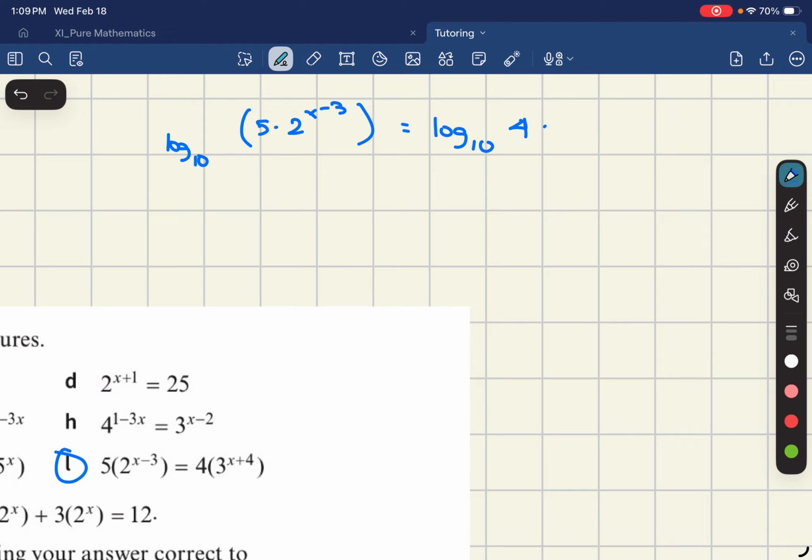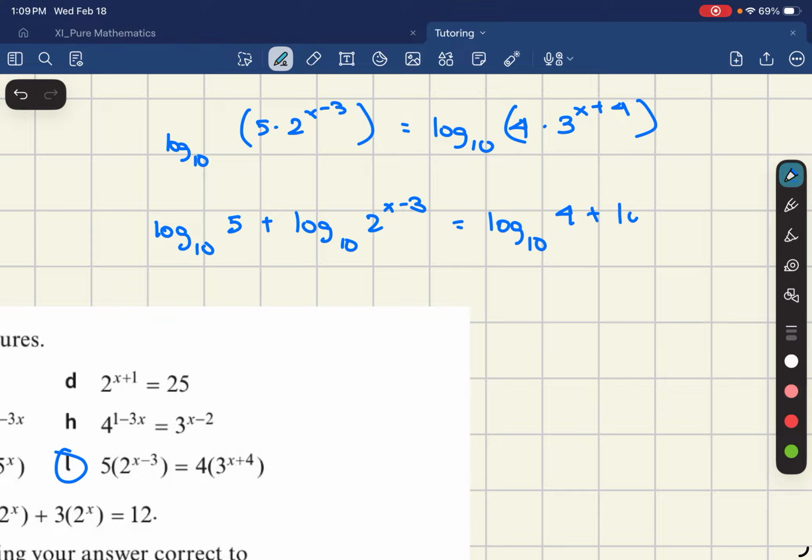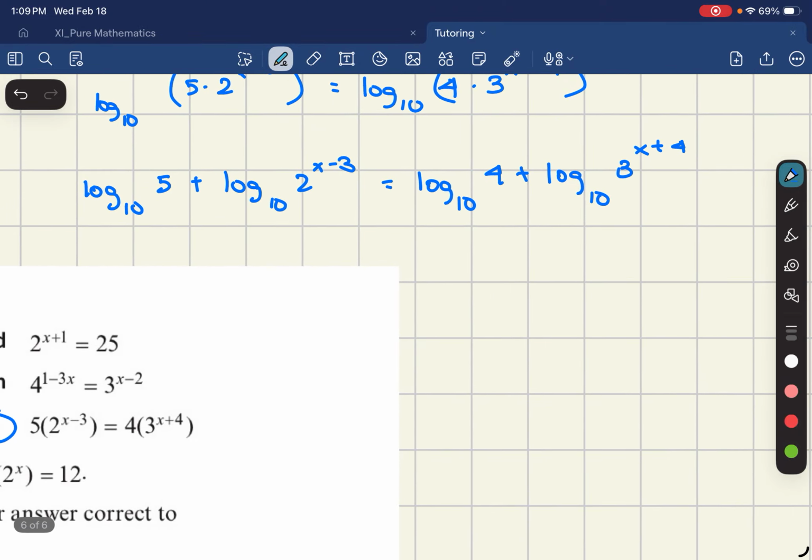4 times 3^(x+4), right? And I can separate this. I can write it as log base 10 5 plus log base 10 2^(x-3), and this is going to be log base 10 4 plus log base 10 3^(x+4). I'm separating it out using the rules that we have learned before.